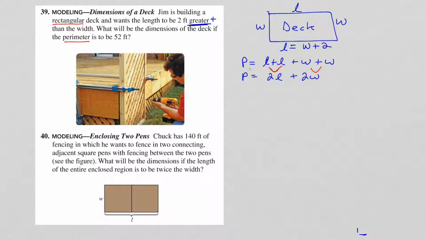Now all we got to do is replace this formula with the things that we know. So what do we know? We know that the perimeter is 52 feet. So this P is a 52. And we also know that the L is a W plus 2. So this L now becomes W plus 2. And that's what we need, because we need everything to be in one variable. So we have 2 W's, which is good. And now we're going to solve this thing.